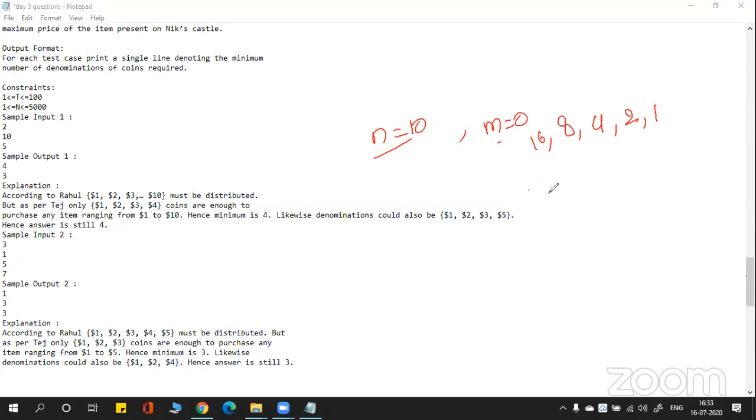So 10 is greater than 1? Yes, so I cannot represent it using 1 bit. 10 is greater than 2? Yes, I cannot represent it using 2 bits. 10 is greater than 4? Yes, I cannot represent it using 3 bits. 10 is greater than 8? Yes. 10 is greater than 16? No. Then I should stop. We'll see this.